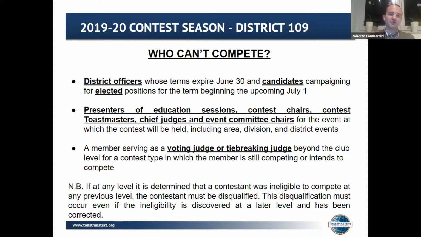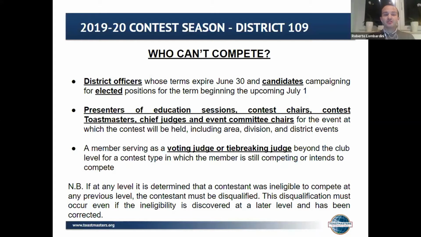And of course, if you are a voting judge or a tie-breaking judge in a contest type and you are competing in the same contest, you can't do it, you have to choose. For example, you are competing at area level for the international speech contest, and you win the area contest, and you go to a different area contest. You can't be a judge in that area contest for the international speech contest, because you would be competing against people you will judge.